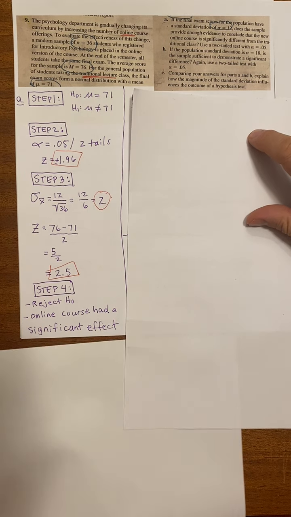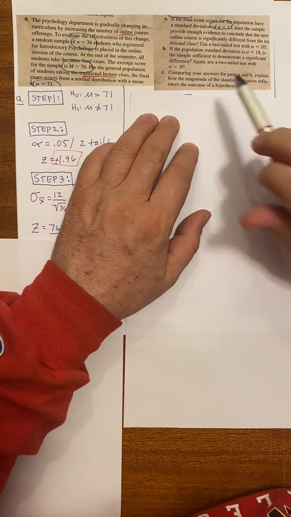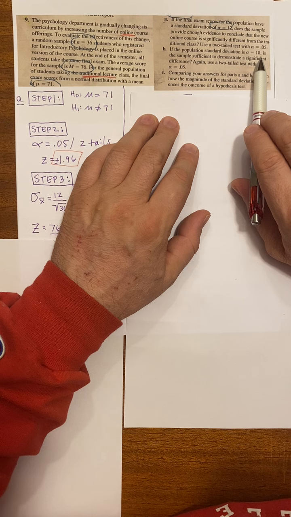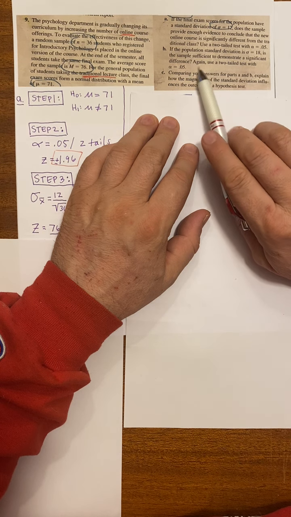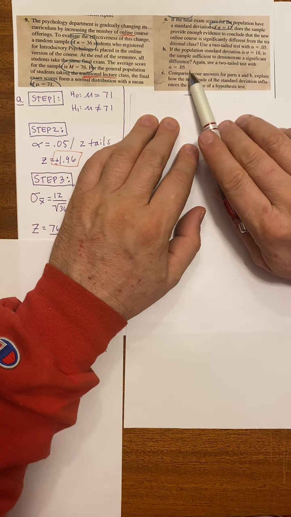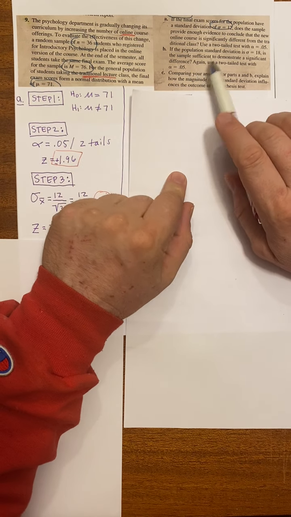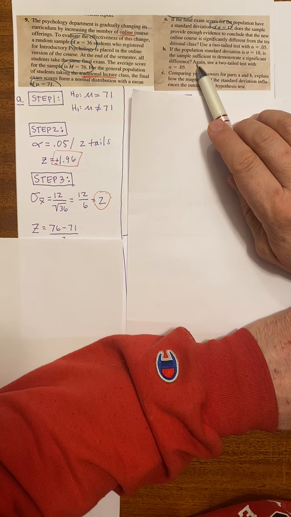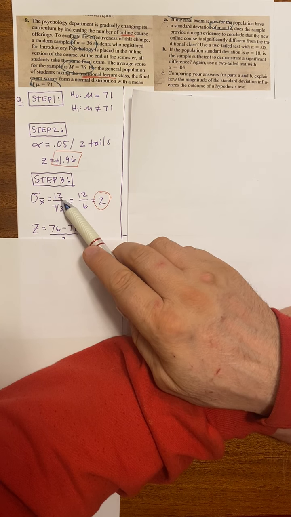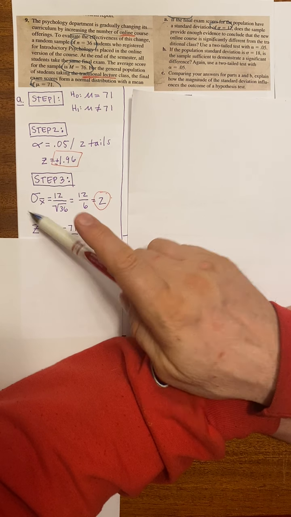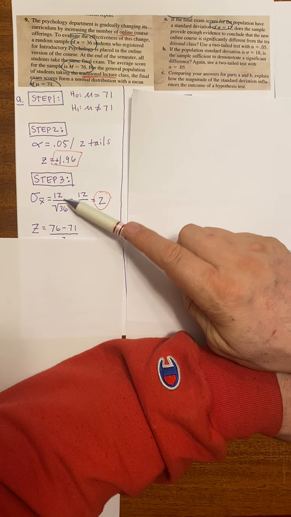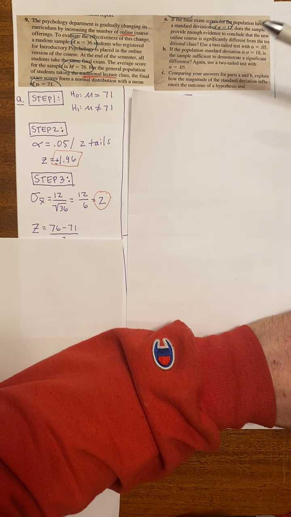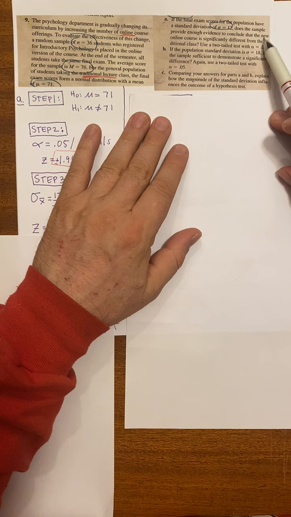Okay, but now they've got a question B here. If the population standard deviation is 18, is the sample sufficient to demonstrate a significant difference? Again, use the two-tailed test with alpha 0.05. So in B, they're changing one thing. The one thing that they're changing is the standard deviation in the standard error. They're saying instead of it being 12, now it's going to be 18. The question they're asking is, are we still going to find a significant effect?